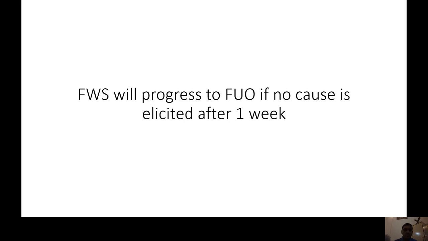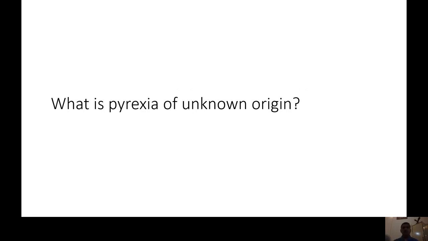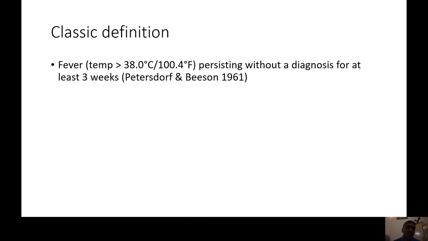Right. Okay. So, what is the definition of pyrexia of unknown origin? If you look at the literature, maybe 50 years ago, the first definition that we can find in textbooks, introduced by these two gentlemen, was fever, that is core body temperature of more than 38 Celsius, persisting without a diagnosis for at least 3 weeks. So this was the definition 50 years ago, or maybe 60 years actually. But now, as you know, the technology is different. We have so many diagnostic methods coming. So we don't wait 3 weeks to label a patient as pyrexia of unknown origin.